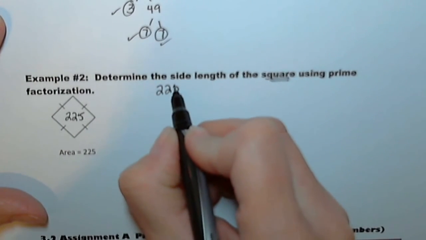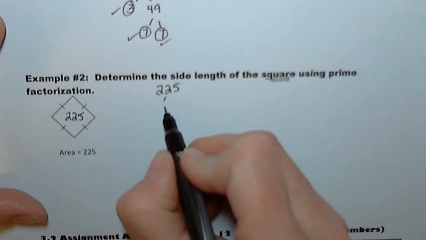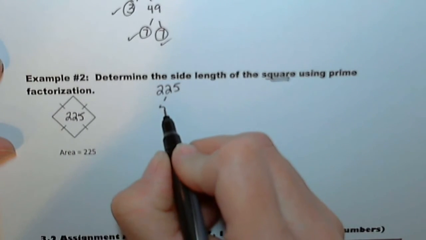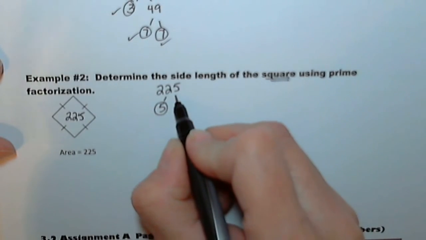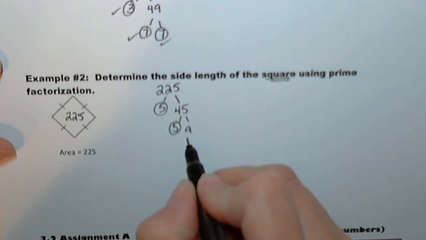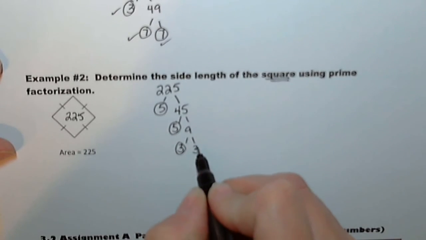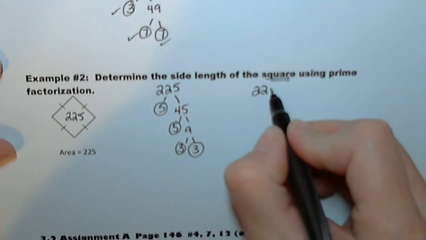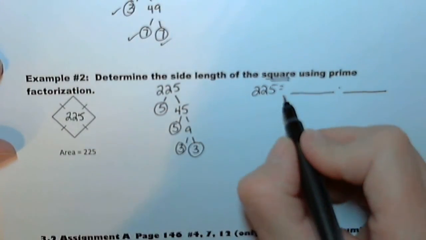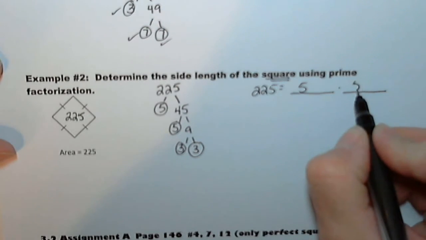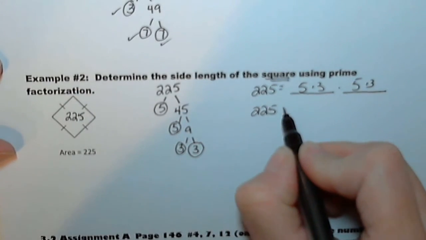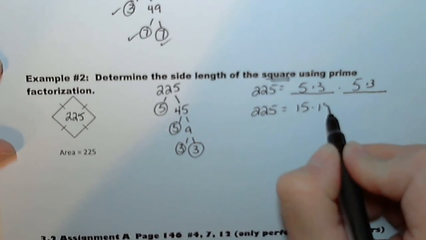So 225 is not divisible by 2. We could go with 3, but right away you're probably going to jump to 5. So I'm going to use that one to begin with. 5 times 45. 45 is 5 times 9. And 9 is 3 times 3. Let's try using our double rule. We're each going to have a 5, and we're each going to have a 3. That tells me that 225 is 15 times 15.